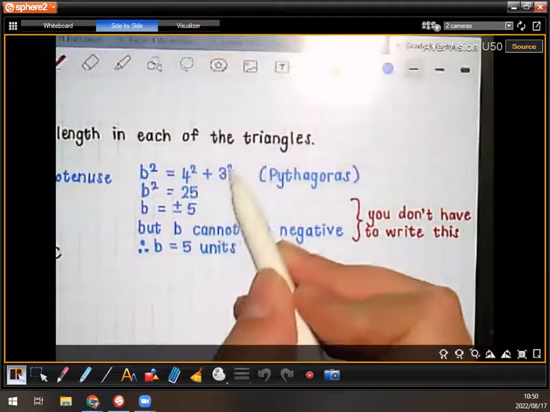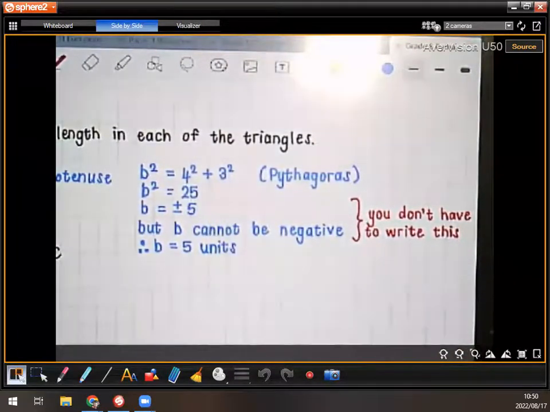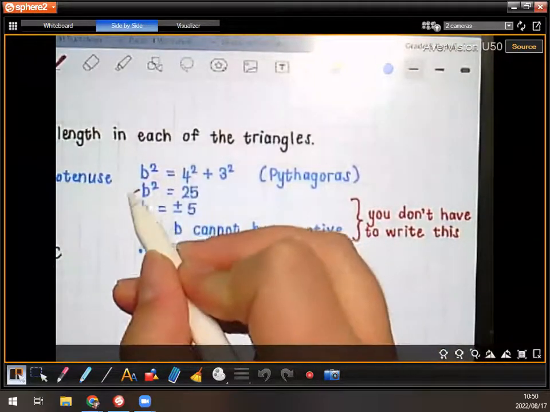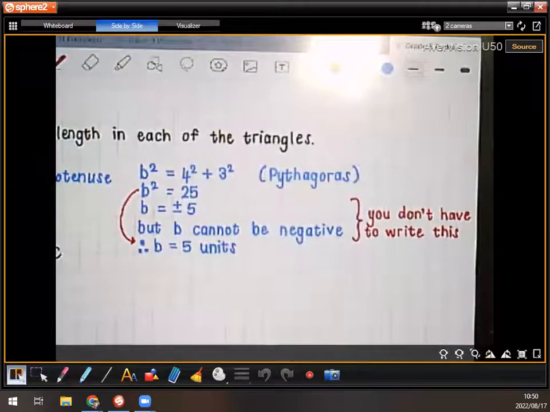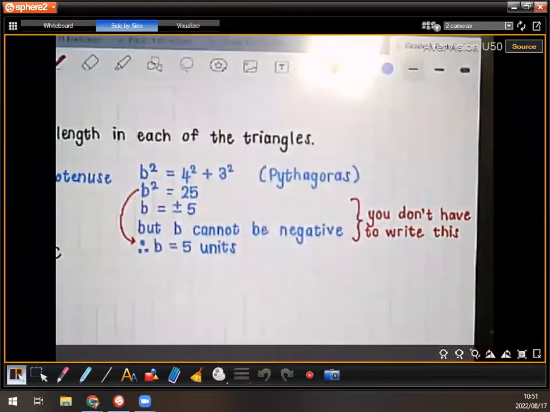You just add these together. So that's 16 and that's 9. So 16 plus 9 is 25. Just these two lines you don't have to write. You can go straight from that to that. Is that fine, guys? If you have to find the hypotenuse, you always write hypotenuse squared is equal to the other two squared, add them together, square root.